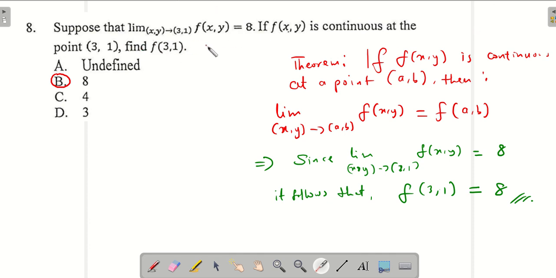Now, we can answer this question based on the theorem that if a function f(x, y) is continuous at a point (a, b), then the limit as (x, y) approaches that point (a, b) of the given function must be equal to the same function evaluated at the point (a, b). So since the limit as (x, y) is approaching (3, 1) of the function is giving us 8, and because the function is continuous, f(3, 1) must be equal to 8 based on the theorem. So the answer is 8.